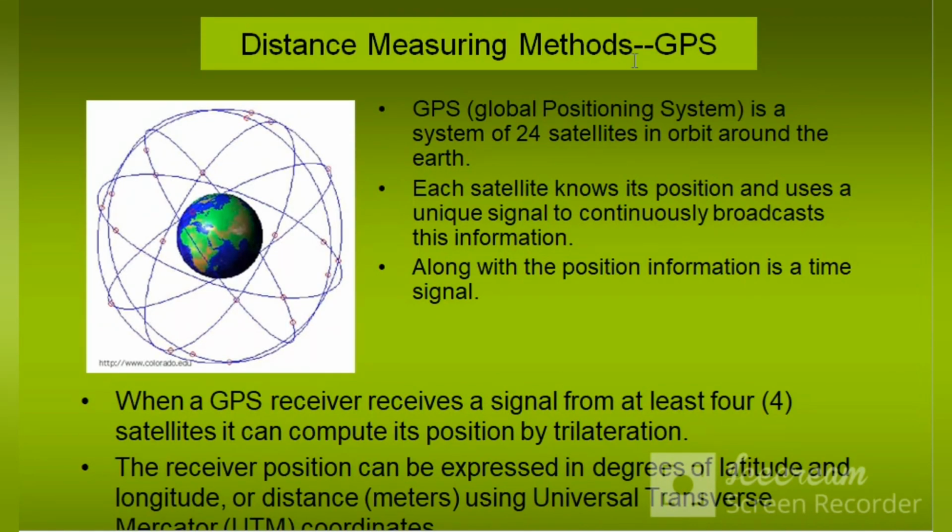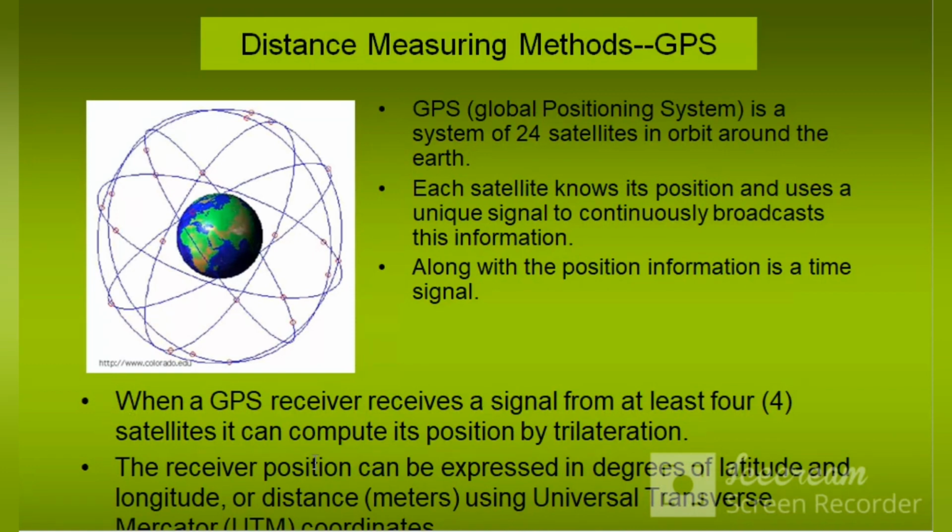Distance measuring method: GPS. GPS means global positioning system, a system of 24 satellites in orbit around the earth. Each satellite knows its position and uses a unique signal to continuously broadcast this information. Along with the position information is a time signal. When a GPS receiver receives a signal from at least 4 satellites, it can compute its position by trilateration.